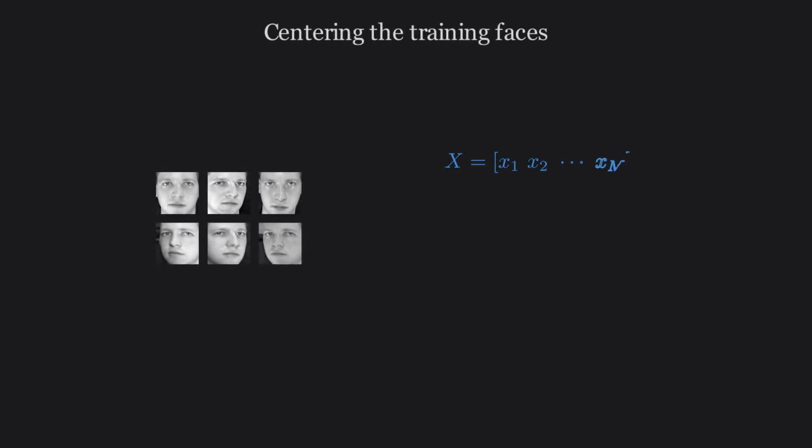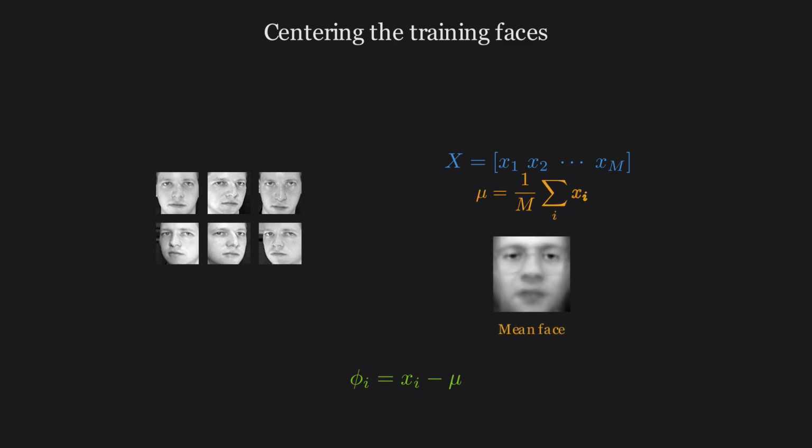Before we find that lower dimensional surface, we need to prepare our data. We have m training face images. Each is a vector. Together they form a matrix X, 1 face per column. Step 1. Compute the average face. Average every pixel position across all m images. The blurry result you see is the mean face.